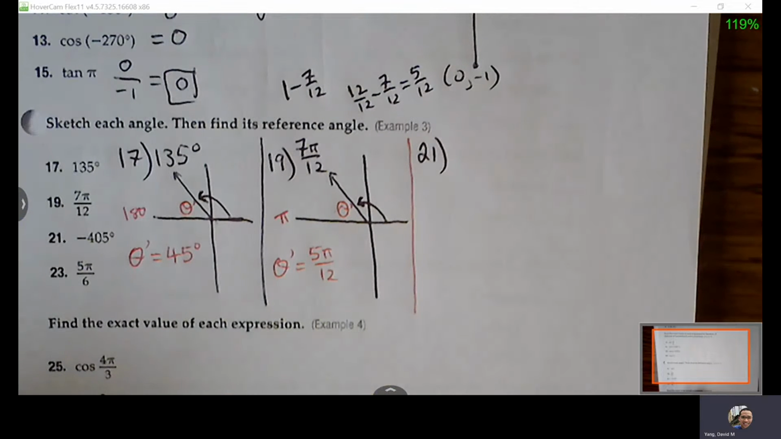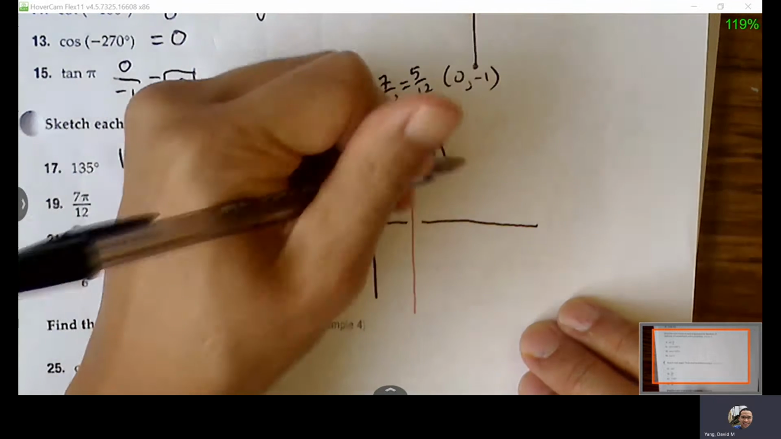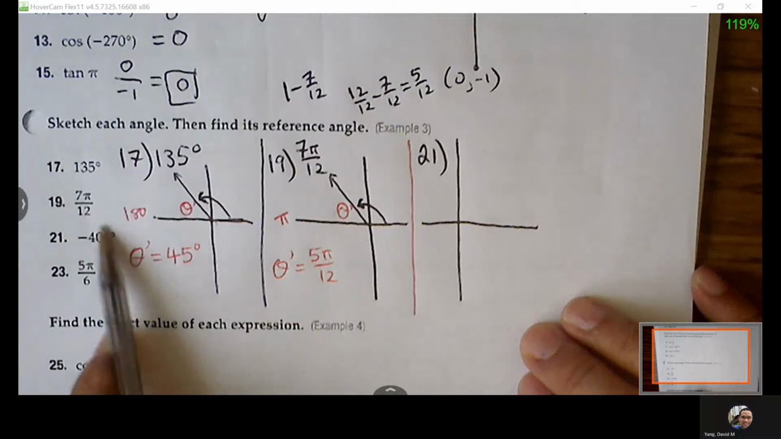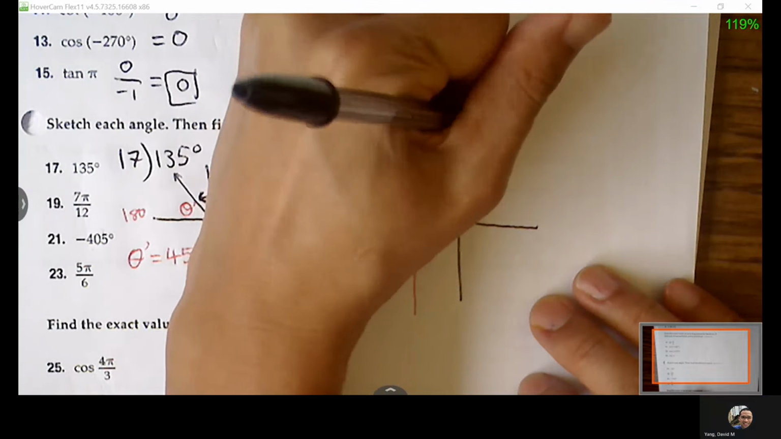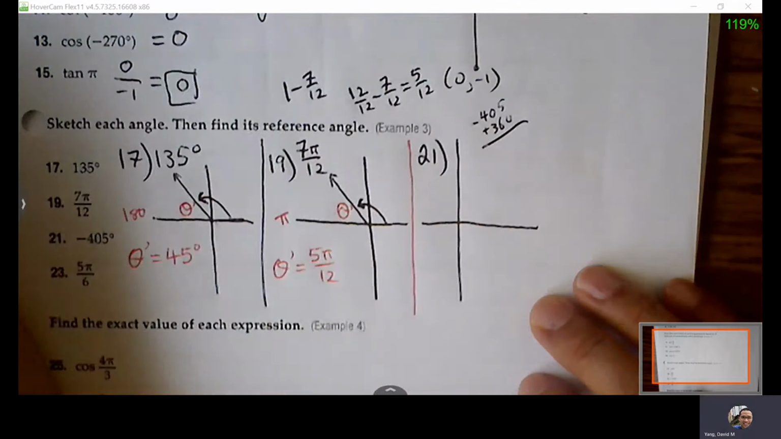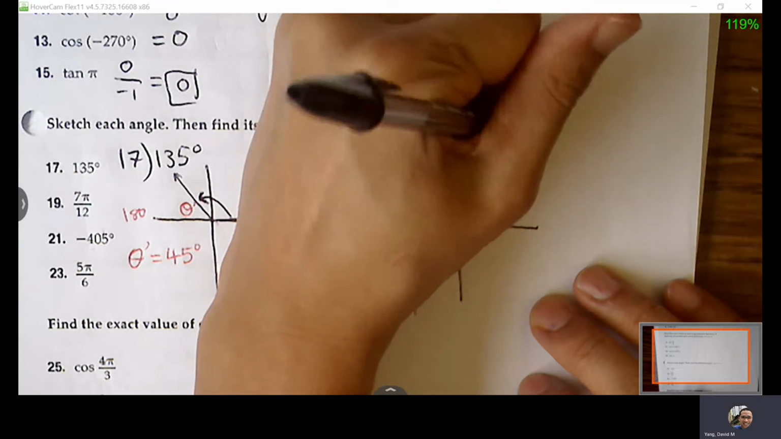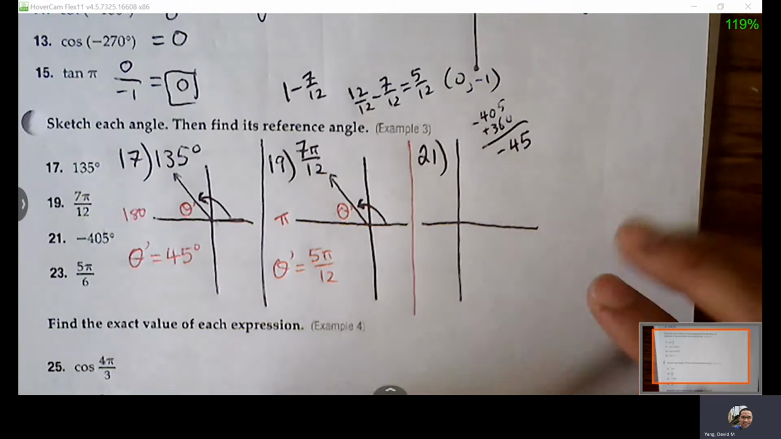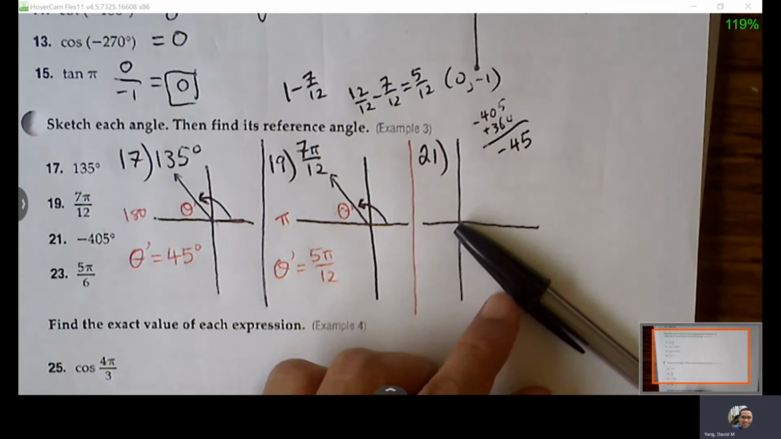Negative 405 degrees. We may not know exactly where that is, but we can just do what to help us get a better idea? Add 360, right? So if I do negative 405 plus 360, I get negative 45. So you can add 360 again, but I think we have an idea where negative 45 is, right? If this is 0, if this is negative 90, we know negative 45 is going to be somewhere in that fourth quadrant.